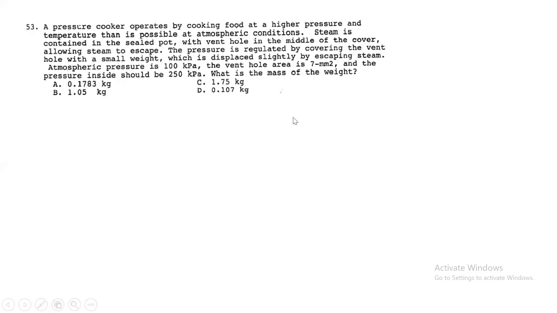So next, 53. So ito, pressure cooker problem. A pressure cooker operates by cooking food at a higher pressure and temperature than is possible at atmospheric conditions. Steam is contained in the sealed pot with vent hole in the middle of the cover, allowing steam to escape. The pressure is regulated by covering the vent hole with a small weight, which is displaced slightly by escaping steam. Atmospheric pressure is 100 kilopascal. The vent hole is 7 mm squared, and the pressure inside should be 250 kilopascal. What is the mass of the weight?